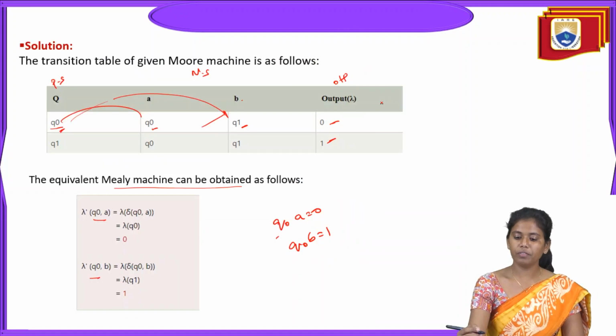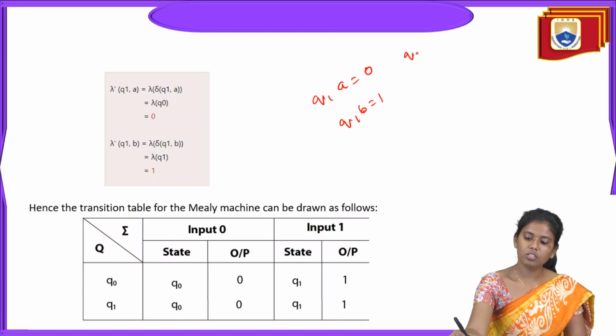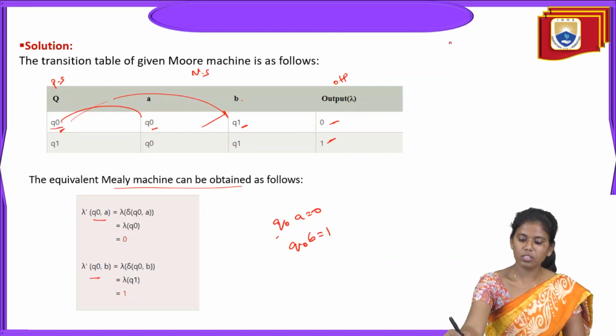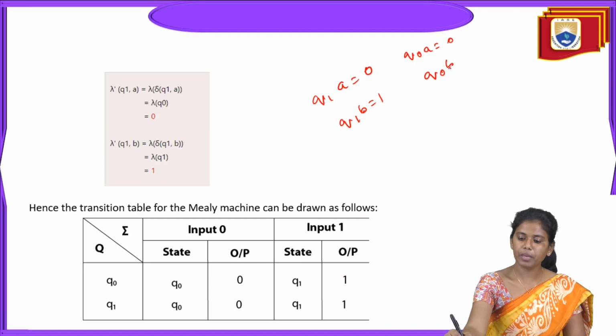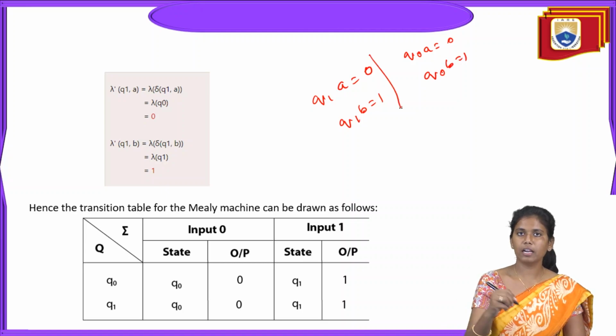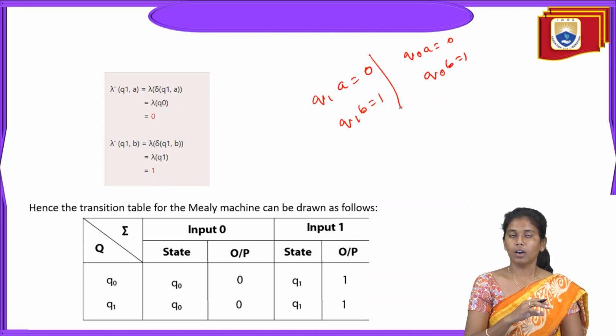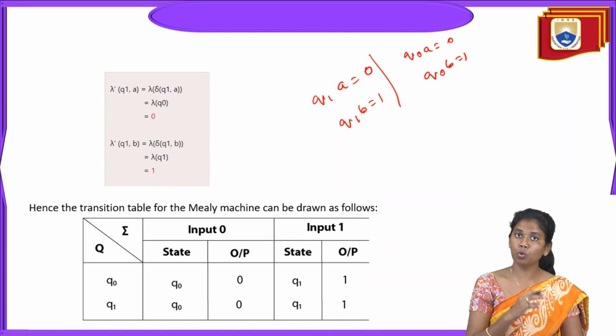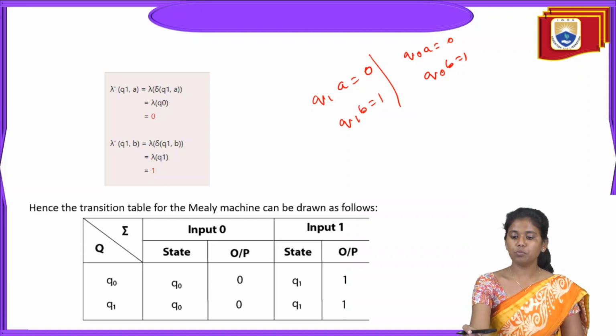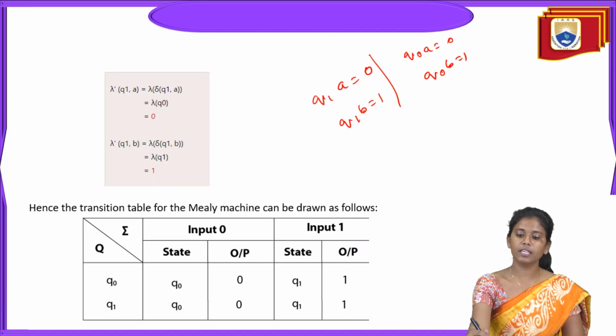So previously what did we observe? Q0 A as 0, Q0 B as 1. These are our observations when we convert the Moore to Mealy. This is what we have observed for Q1 and Q0.